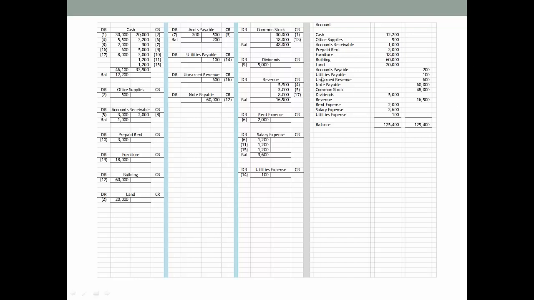All of these, the accounts payable, utilities payable, unearned revenue, and note payable would all be your liabilities on your balance sheet. And all of your assets on the balance sheet would be the cash, office supplies, accounts receivable, prepaid rent, furniture, building, and land.